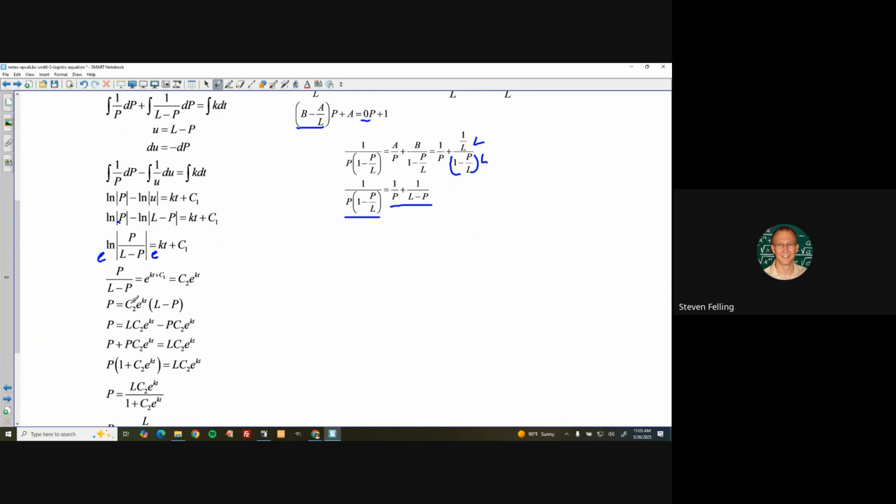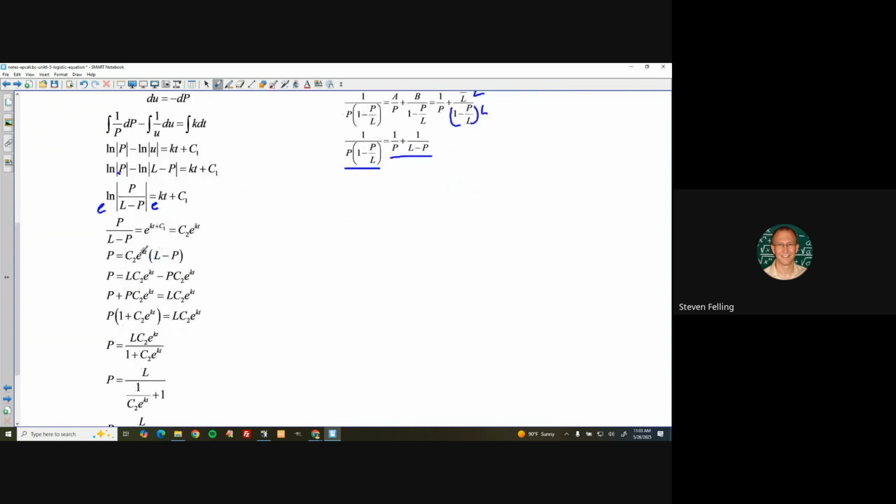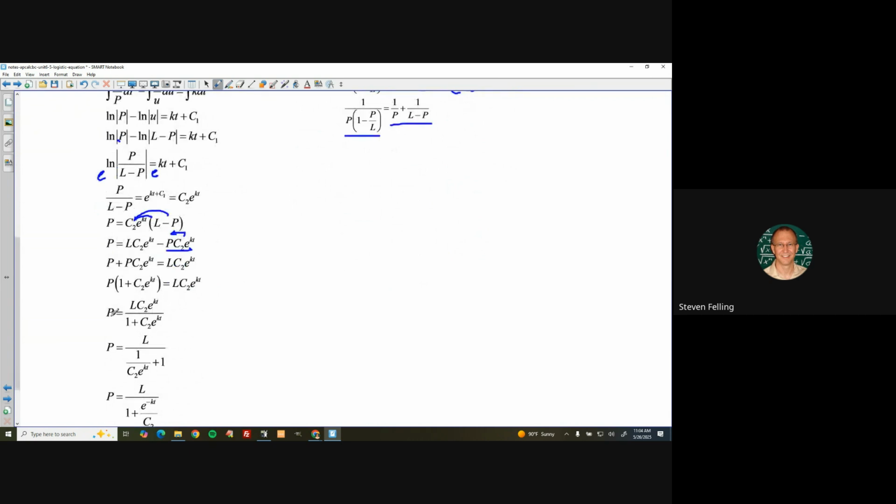get P equals C2 e to the kt times L minus P. Right? Then I will distribute this to both of these. So I have L times C2 e to the kt minus P times C2 e to the kt. And then I'm going to take this term and move it to that side because it also contains a P. So that's going to be P plus P C2 e to the kt equals L C2 e to the kt. And then we can factor out the P and divide this over to get what P is. This is the explicit solution. It's still general. It's going to be P is L C2 e to the kt over 1 plus C2 e to the kt.